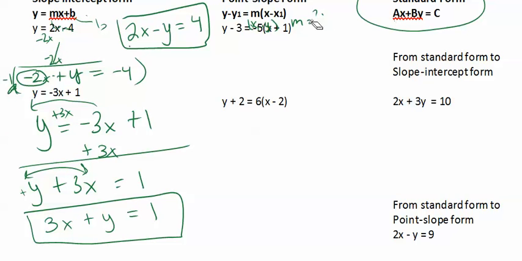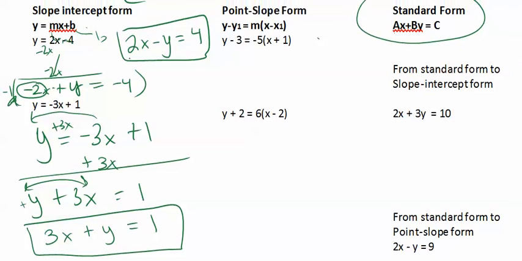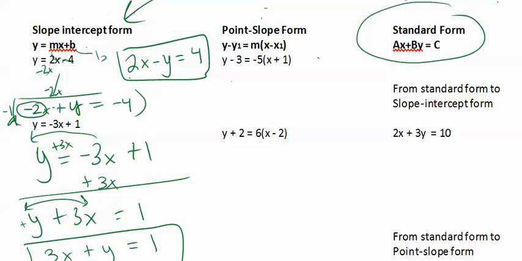Okay, let's try some more. Okay, so we see that we have point slope form in this case. What I have is y minus 3 is equal to negative 5 times (x plus 2). Well, in this case, I'm going to have to do some distributing first, and then I'm also going to have to do a little bit more moving if I'm trying to go from point slope form to standard form.